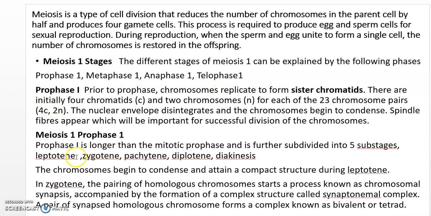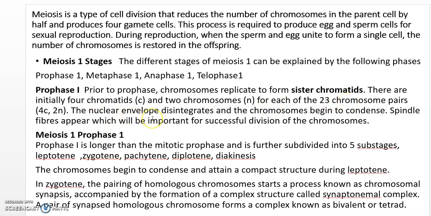Now prophase 1 is divided into 5 substages: leptotene, zygotene, pachytene, diplotene and then diakinesis. Before the prophase, the chromosomes replicate to form the sister chromatids. That means they will get attached at the centromere and you will get the sister chromatids. Initially there are 4 chromatids, so that is 4C, and 2 chromosomes, so that is 2N, like this, 4C and 2N for each of the 23 chromosome pairs.